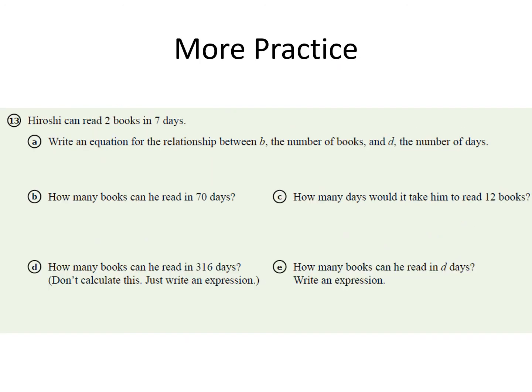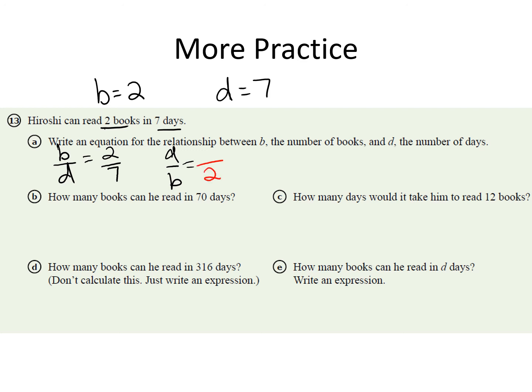Okay, here's some more practice. So Hiroshi can read 2 books in 7 days. We have B equals 2, D equals 7, right? Write an equation in the relationship between B, the number of books, and D, the number of days. Well, he can read 2 books in 7 days. Okay, we could cross these. Different ways to write these. We could also say days to books. Okay, my days to books, he can read 2 books in how many days? Same thing, as long as these match. We could also cross multiply and say that we have 2 books equals 7 days.